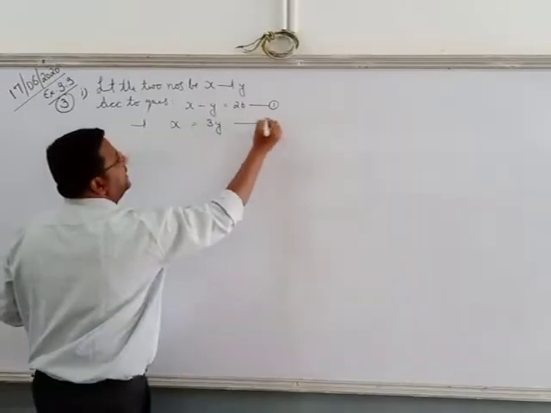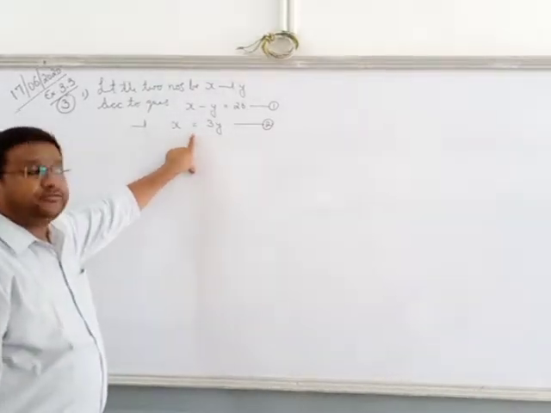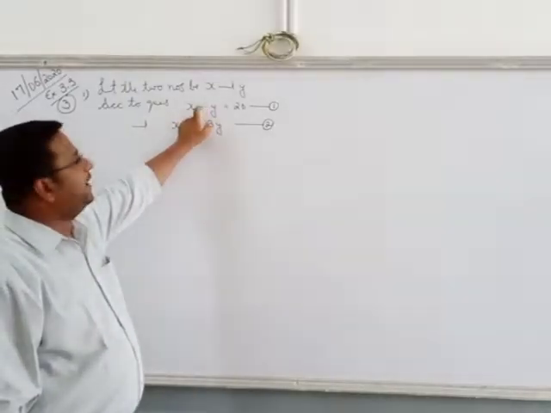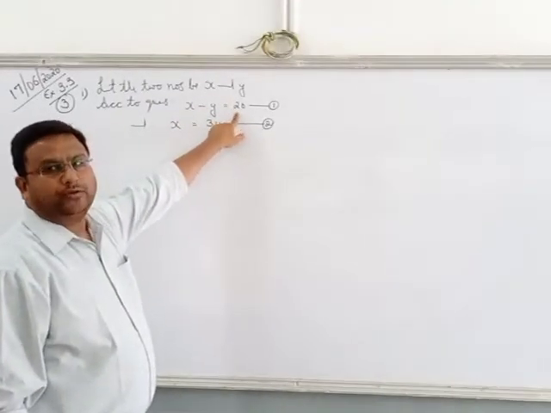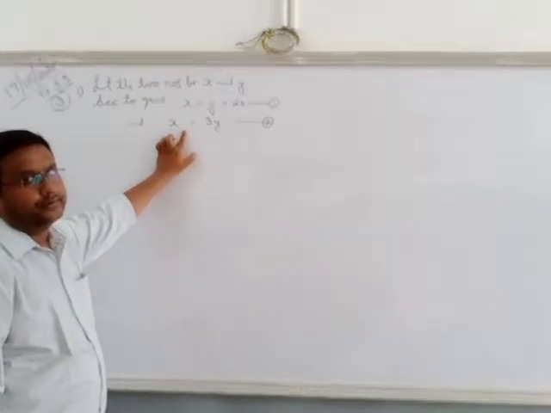Equation number second. Can we solve both these equations by elimination, substitution, or cross multiplication? The best method is substitution. Value of x is 3y, substitute 3y over here, 3y minus y, 2y, y is equal to 26 upon 2. You get the value of x and y. I hope we can do it.